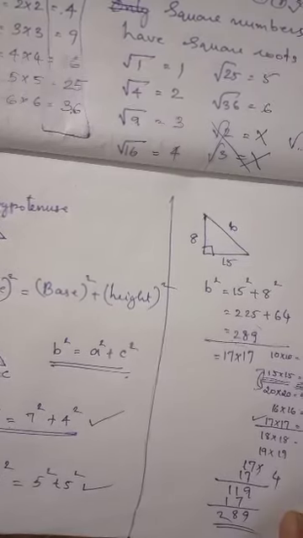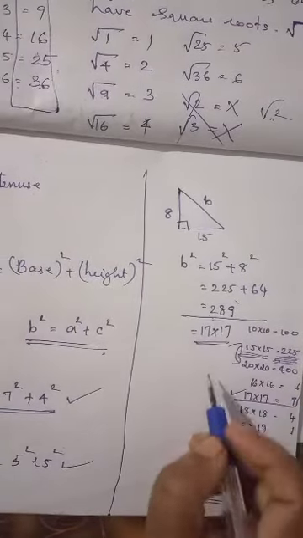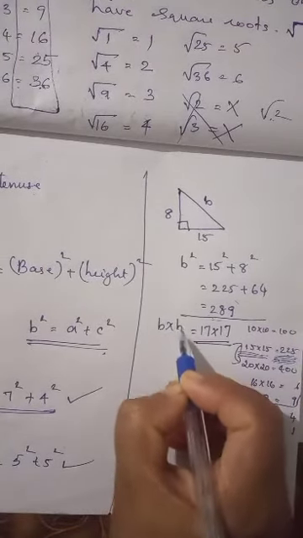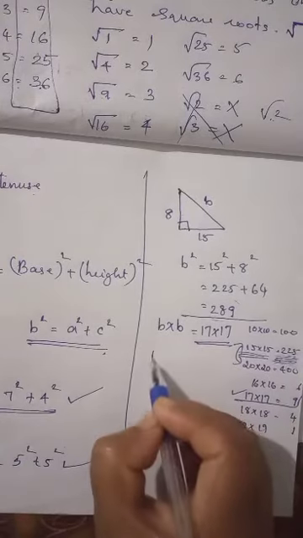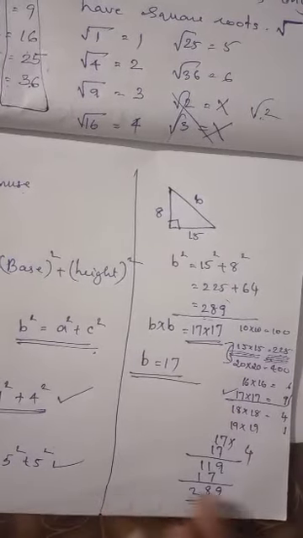289, yeah, you are getting 289. So we can write it as 17 into 17. B square means B into B is 17 into 17. So take 1B as 17. One side is 17 centimeter. This is the Pythagoras theorem usage.